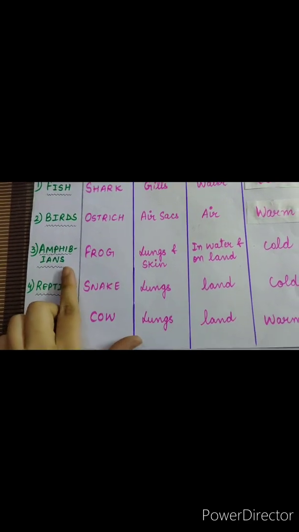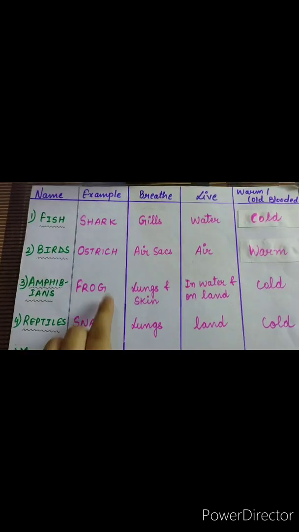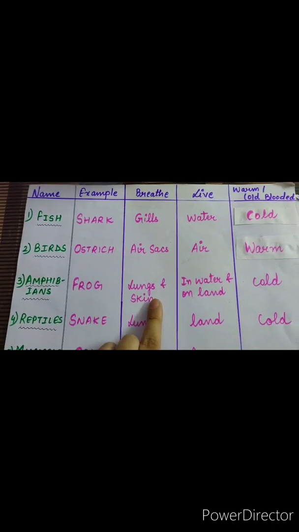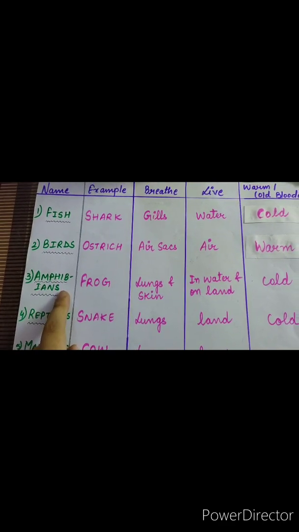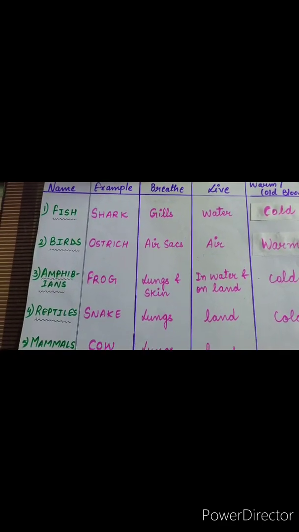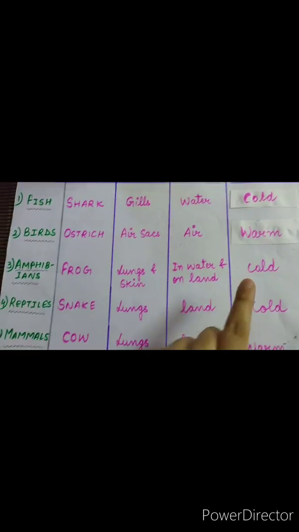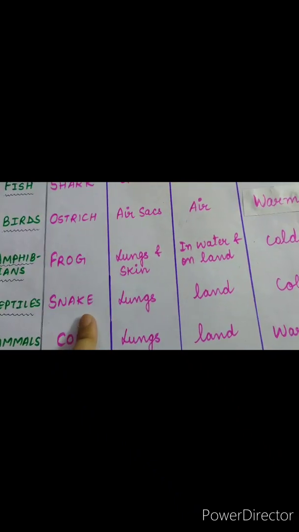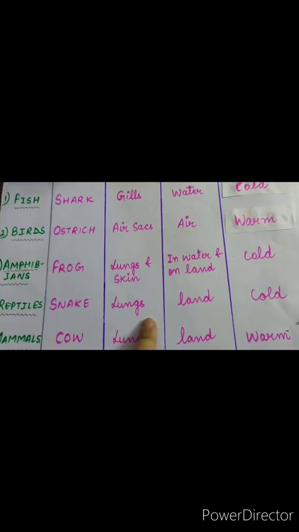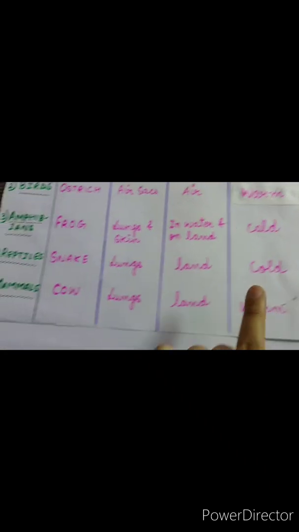Okay, now third group, amphibians. Amphibians, for example, frog, and they breathe through lungs and skin. How can they breathe by two organs? Because amphibians are those who can live inside the water as well as on land, right? And they are cold-blooded. Fourth group, reptiles, for example, snake. Reptiles breathe through lungs, they live on land and they are cold-blooded.